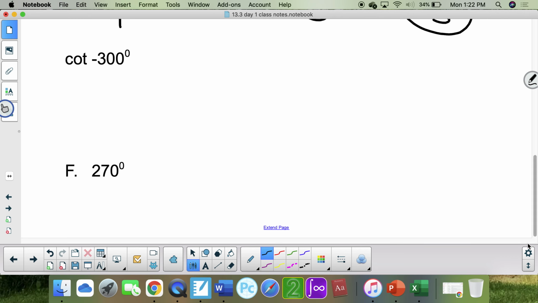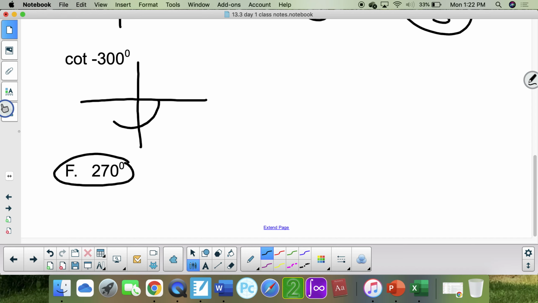Couple more. Cotangent of a negative 300. I'll talk about that one tomorrow, so don't worry about this. We're just going to do this for part 1. Let's just do one more.